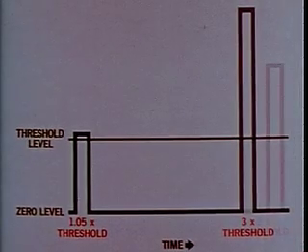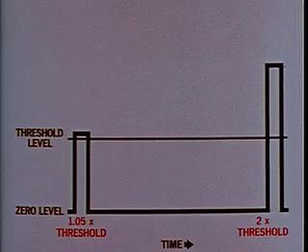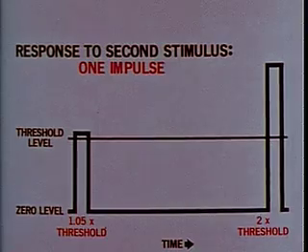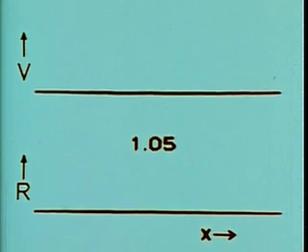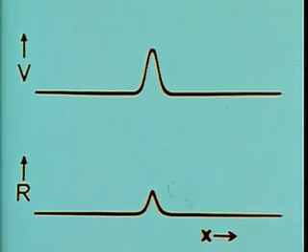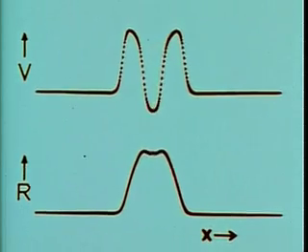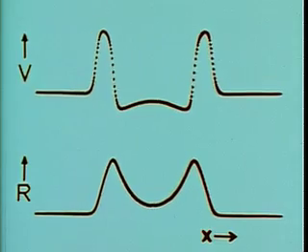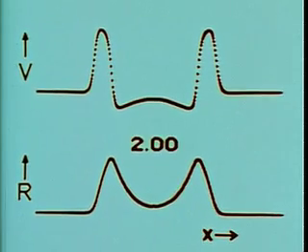If the second stimulus occurs a little later, it can excite the membrane. The reason is that the R wave has decreased enough to restore the excitability of the membrane, though not to its original level.